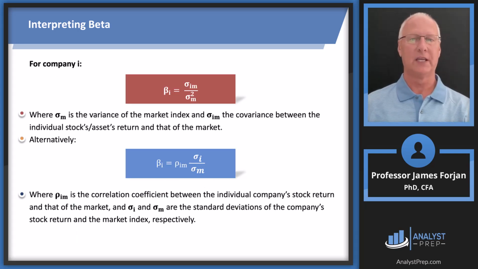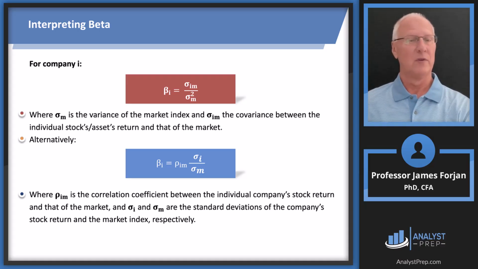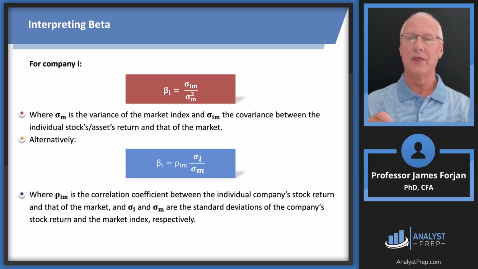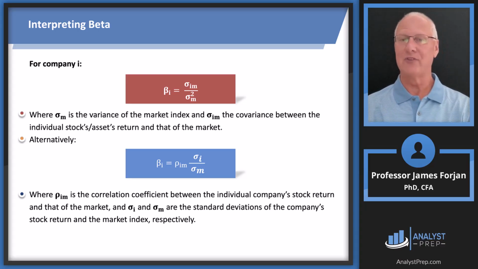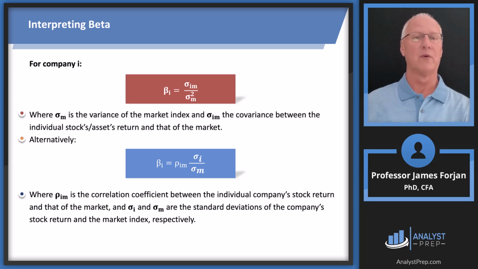I told you earlier that I was going to give you a formula for beta. Well, now is that time. So look at the beta for company I. Remember what I said earlier? It's a covariance over variance. So are you ready for that? So that little sigma with IM as the subscript, that tells us that's the covariance between the market portfolio and the individual stock. The sigma squared sub m in the denominator, that's the variance of the market portfolio.